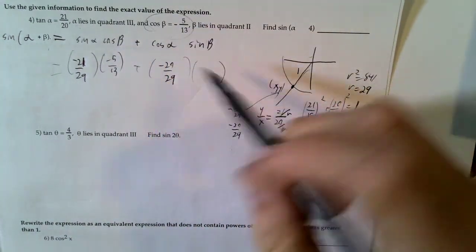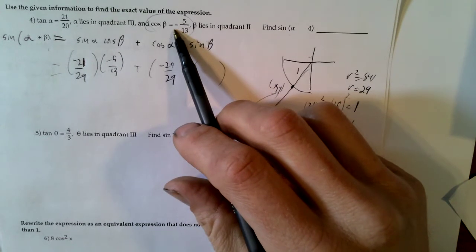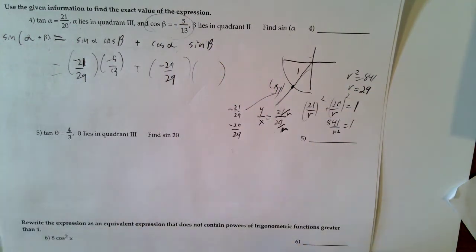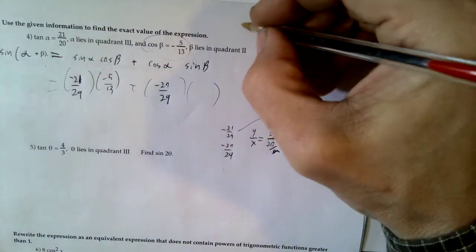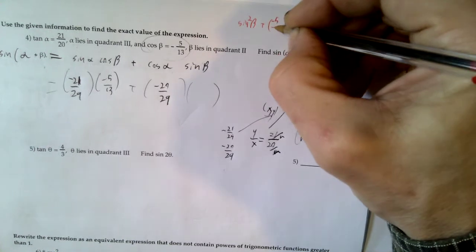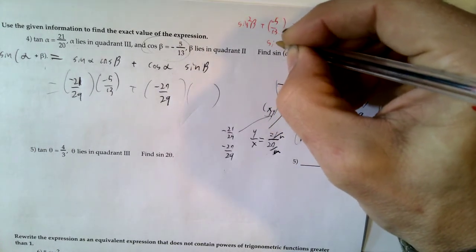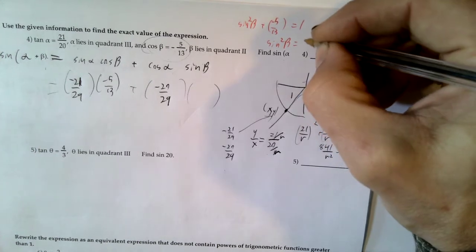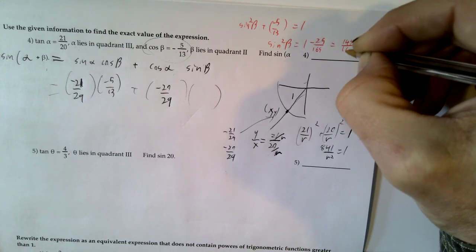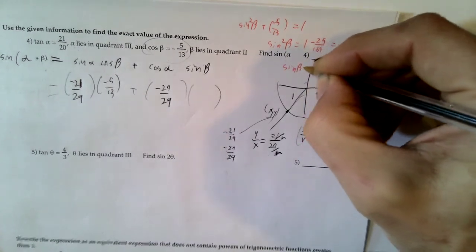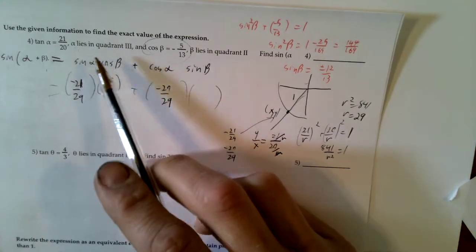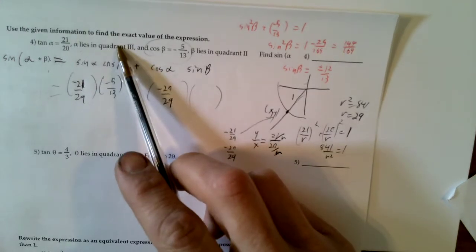Sine of beta I also don't know, but I know cosine of beta, and I know sine squared plus cosine squared equals 1. So I'm going to use another identity for that piece. Sine squared beta plus cosine squared beta equals 1. So sine squared beta equals 1 minus 25 over 169, and that comes out to 144 over 169. So sine of beta is plus or minus 12 over 13. Again, I have to know the quadrant. That's why they gave me this extra information. Alpha is in quadrant 3.